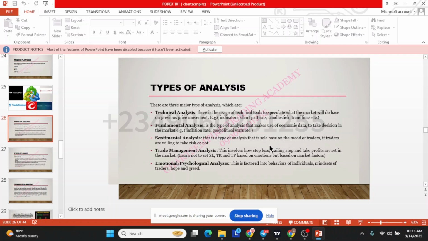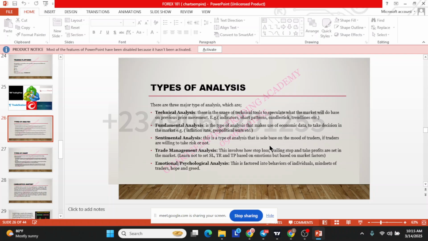You want to be familiar with news. You want to know what is going on in a particular country. If you are trading the US dollar, you want to make sure you are following back to back with what is happening in the US. You want to know if the president has said something that is likely to affect the currencies, if there are any political wars, if there is inflation rate.